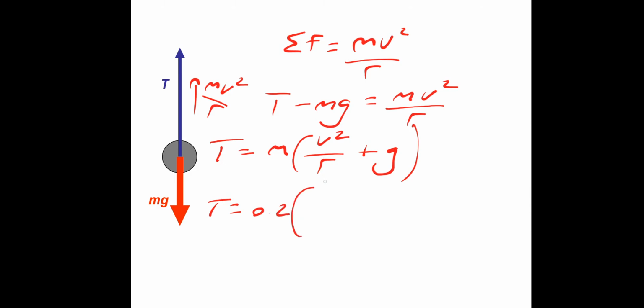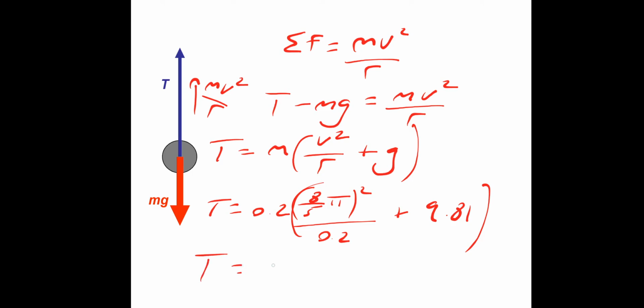Brackets. The v squared is (8/5 pi) squared, divided by the radius, 20 centimeters, so 0.2 meters, plus this time 9.81. So the only difference between the top and the bottom is adding 9.81 rather than taking it away. That gives a tension of 27.2 newtons. Again, I hope that's okay.